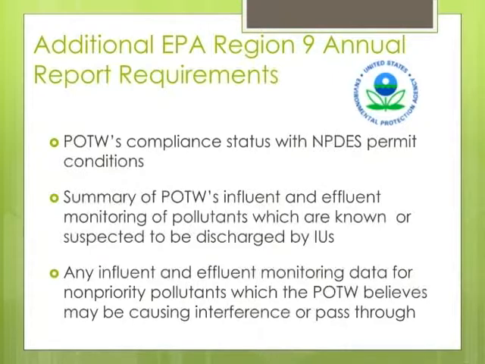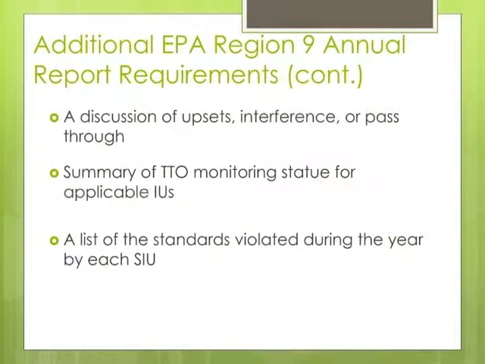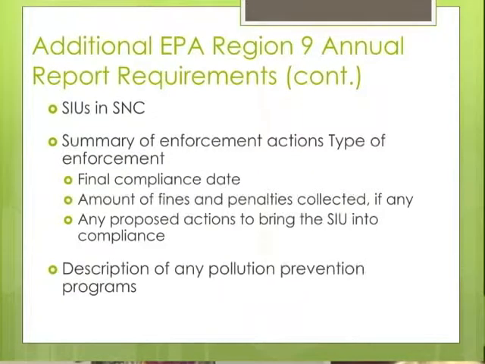Now, EPA Region 9 has published a memo of additional reporting requirements that it would like to see the state collect in their annual reports, and here's a list. They want to know the POTW's compliance status with their NPDES permit requirements. Are they in compliance with those? A summary of the POTW's effluent monitoring, some sludge monitoring, any non-fire pollutants that the POTW might be monitoring for. A discussion of upsets and pass-throughs. A summary of TTO monitoring, that's supposed to be status instead of statute, sorry, status for applicable IUs. A list of standards that were violated by the IUs during the reporting period. Those are additional EPA Region 9 requirements. There's some more: list of SIUs and S&C, description of pollution prevention plans, and so forth.